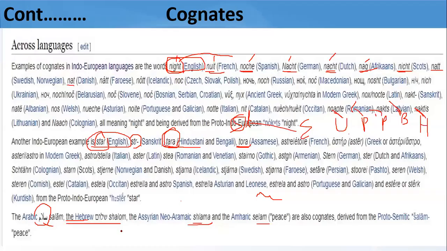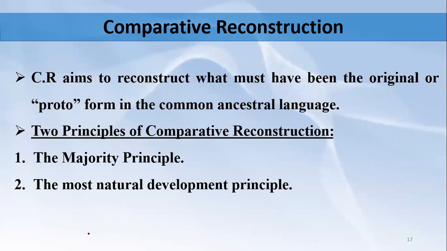Like if you look at the word salam, the word shlema, the word salim, the word shalema, all these are cognates. This is a set of cognates. We have four or five members, four or five cognates in this one single set. Now we do not know which of these words must have been the original form. Fine, we are not sure. In order to decide this, we use the technique of comparative reconstruction.